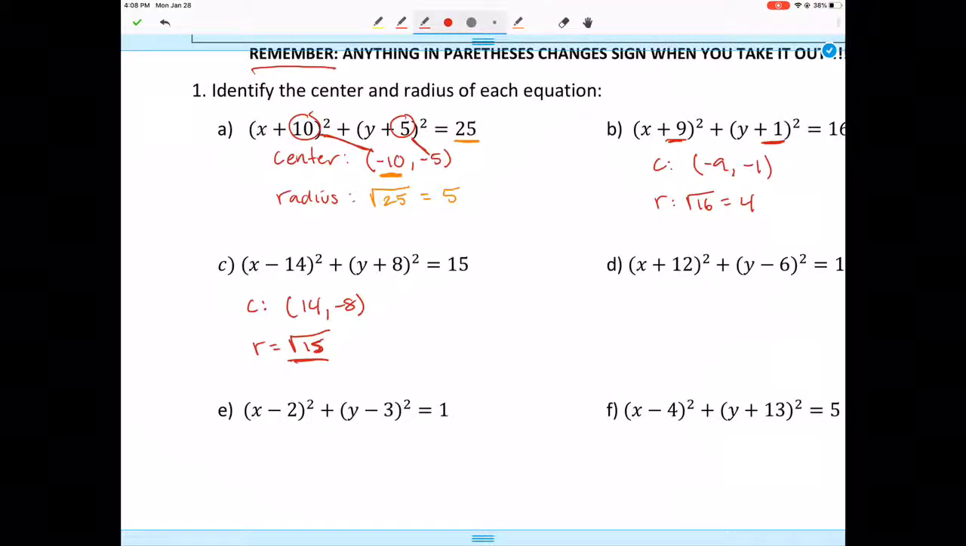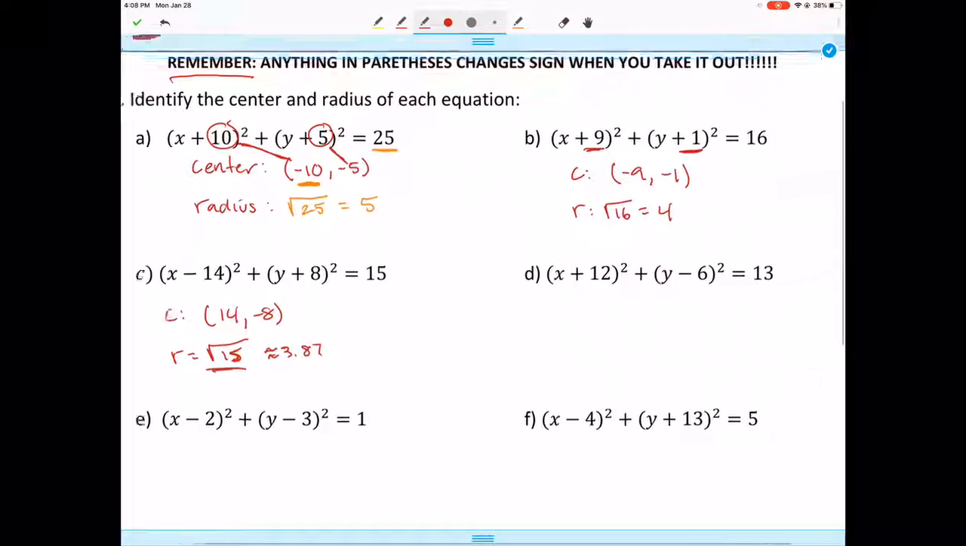If you needed to graph it, like say I gave you this equation and you needed to graph it, and you didn't know what you'd do for your radius, you would just plug square root of 15 into your calculator, and that would give you 3.87 approximately. So if you needed to graph that, that's what you would do, and that would be your radius, just approximating what the square root of 15 is. And we'll do some of those.